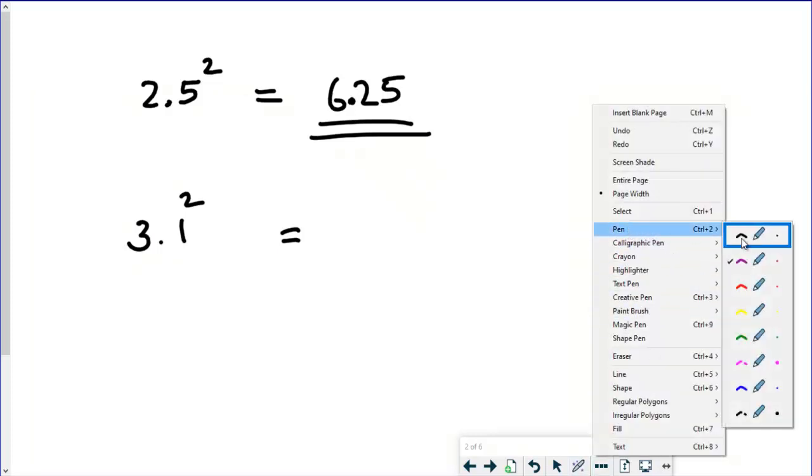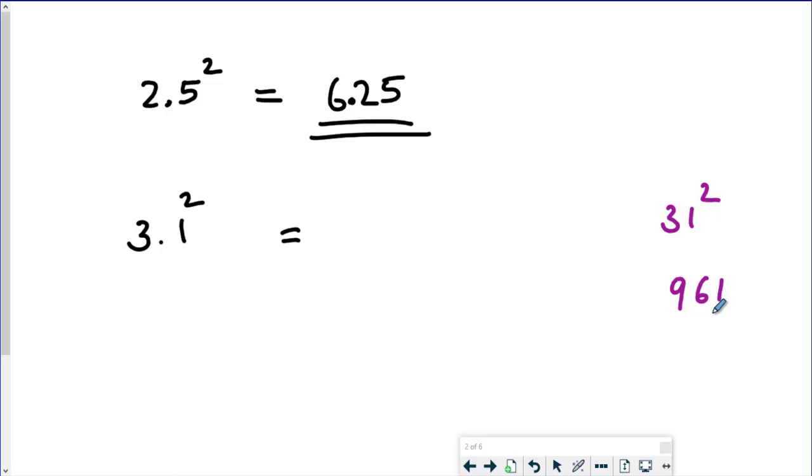In our question 3.1, after the decimal there is 1 digit. So in our answer, after the decimal point there must be 2 digits. The digits that we have to count from this end, this is the first digit, this is the second digit. So after 9 we have to write the dot. So we can write 9.61. So in this way we can find the square of a decimal number.